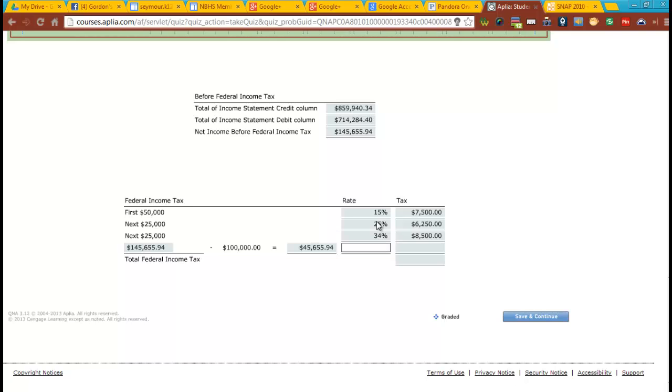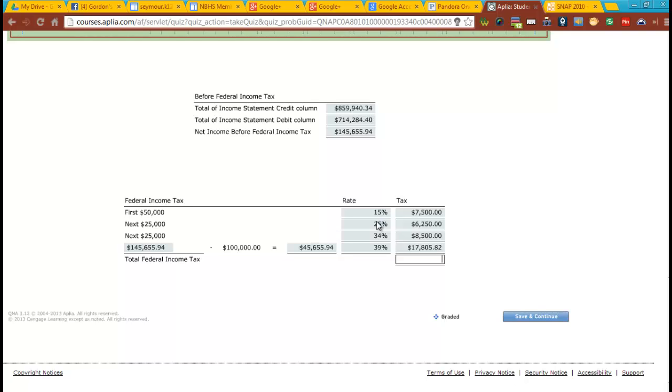That $45,655.94 is going to be taxed at 39%. Has anyone got that number? 39% of 45,000? $17,805.82.